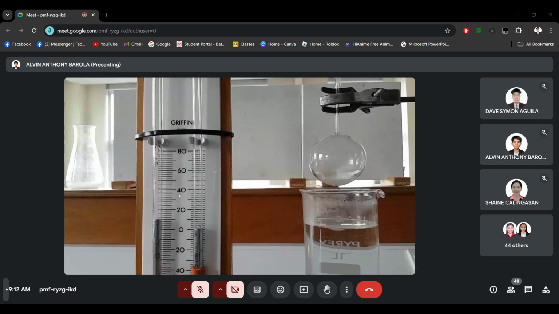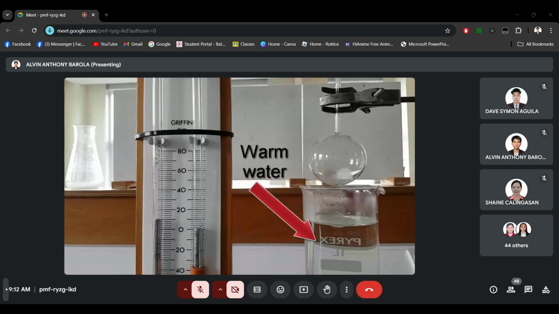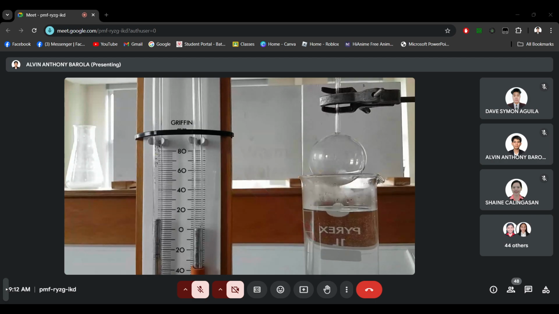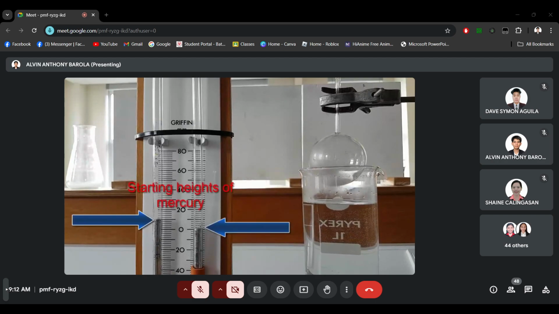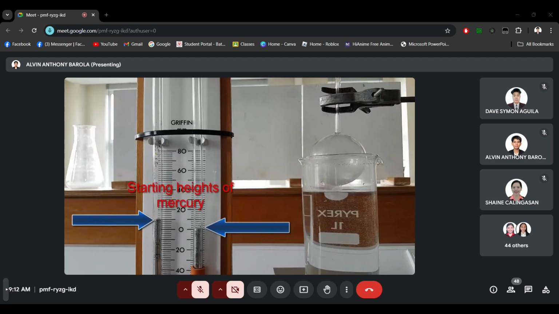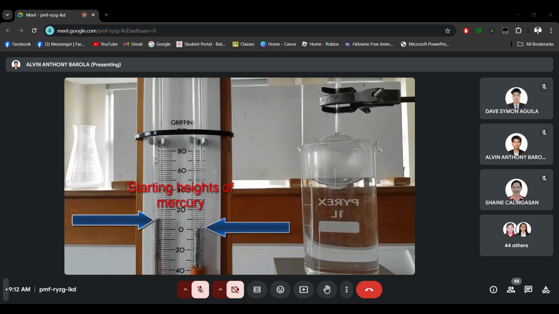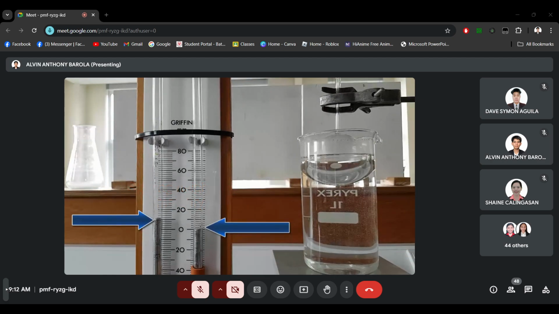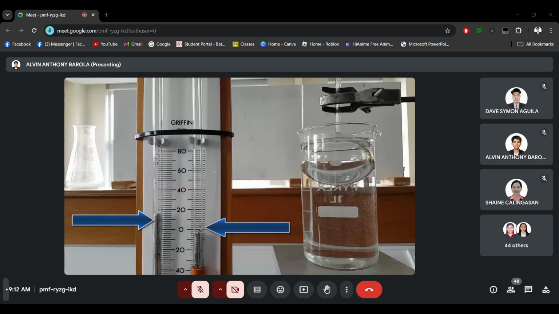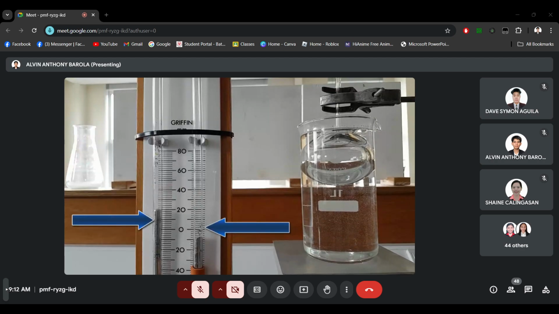So now we're going to see the gas thermometer working. So we're going to raise warm water into the gas, and the gas will expand. Notice we've got the starting levels of the mercury with the two arrows there. Then as the warm water heats the gas, it will expand, which will force the mercury down on the right-hand side and up on the left-hand side.